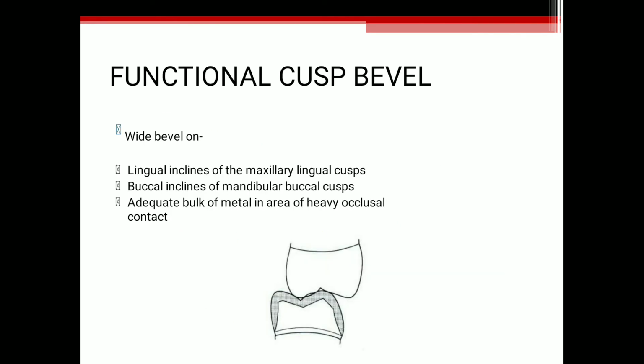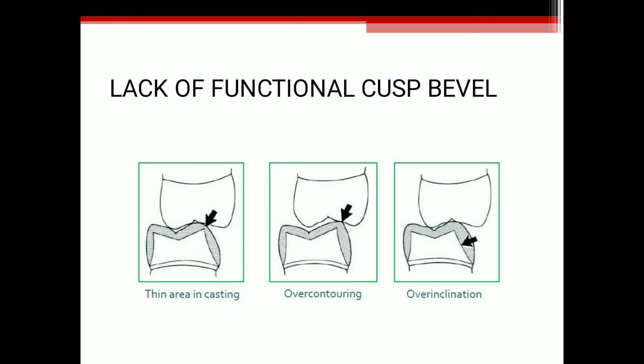Then the significance of the functional cusp bevel. Why do we give the bevel? It is given on the lingual inclines of maxillary lingual cusps because they are the functional cusps in the maxilla, whereas in the mandible we give it on the buccal inclines of mandibular buccal cusps, with adequate bulk of metal in the areas where there is heavy occlusal contact. So in these areas we give the functional cusp bevel. What happens if you don't give the functional cusp bevel? These things happen: there may be thin areas in castings, overcontouring, and overinclinations.